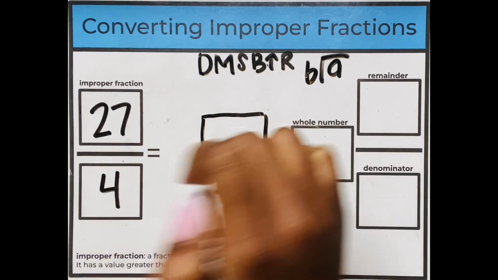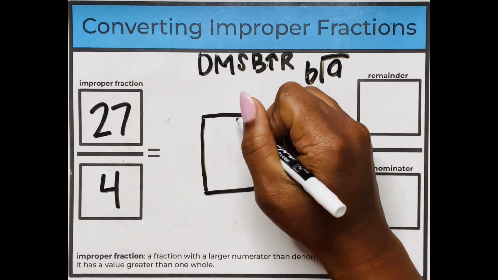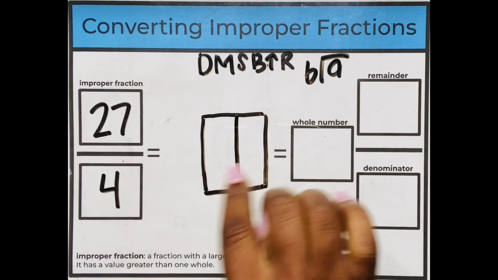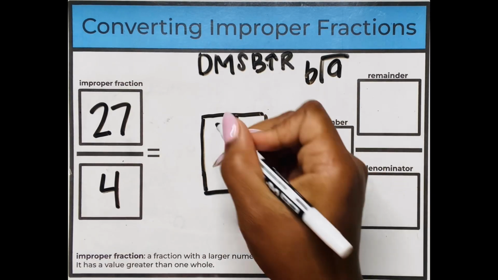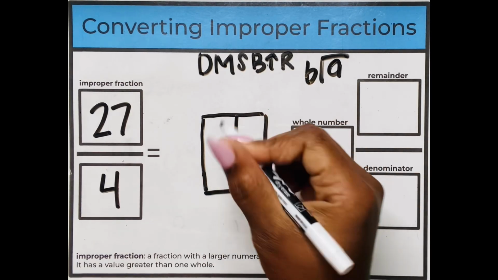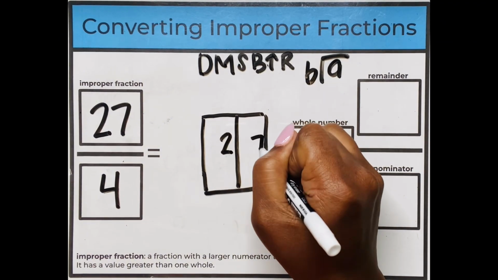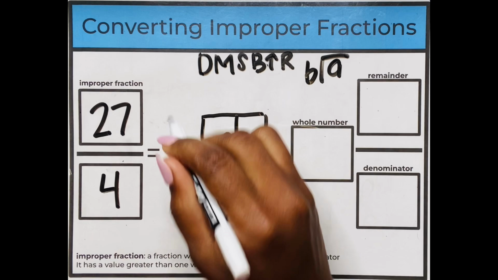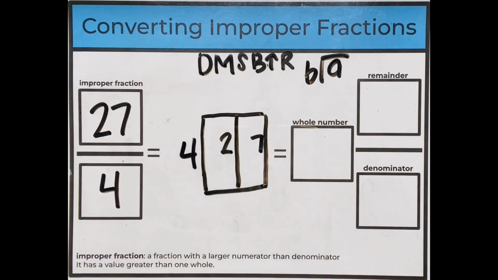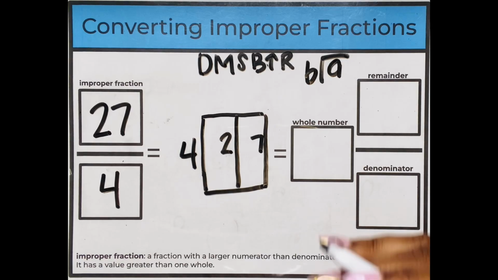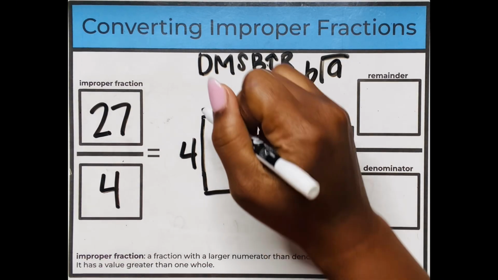I have 2 digits, so I need 2 spaces. So I just split the box in half, a space for each digit. We'll put 2 here, 7 here. And 4, again, the denominator, goes outside. Follow the same steps. Instead of bring down, you're going to bring up.